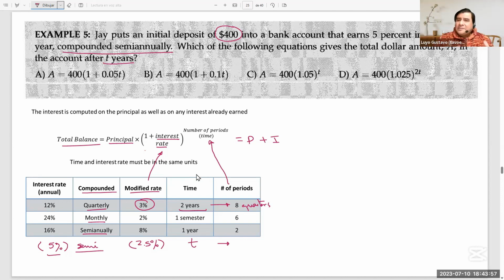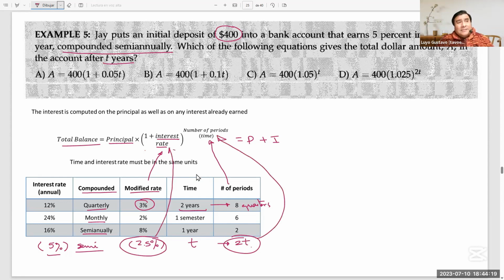Imagine, in 5 years, 10 semesters. In 15 years, 30 semesters. In 3 years, 6 semesters. So in T years, how many semesters? 2T, very good. So all we need to do now is simply take this and this to the formula. Okay, this is the exponent.